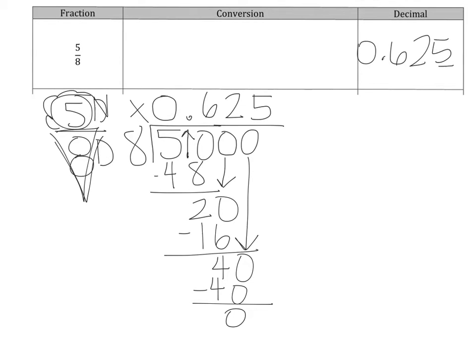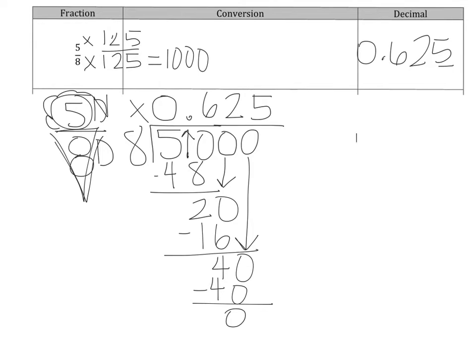625 thousandths. Now another way we could have looked at this is we could have asked ourselves, can we multiply our denominator of 8 by a number to get 10, 100, or 1,000? Well, we can actually multiply 8 times 125, and we would get 1,000. Whatever we do to the denominator, we need to do to the numerator, so 5 times 125.